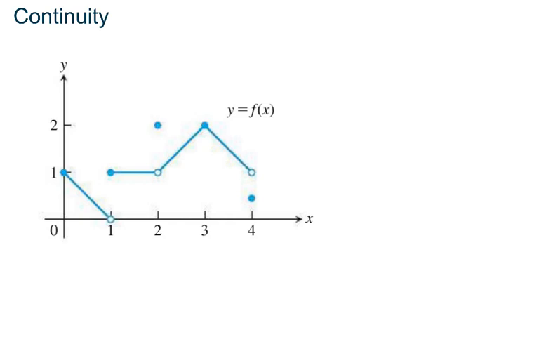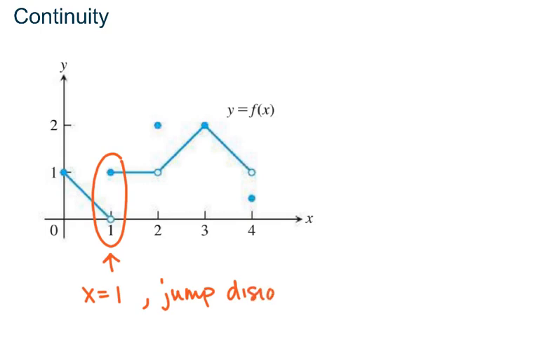We have a few discontinuities. So you'll notice we would have to lift our pencil if we were drawing at x equals 1. X equals 1, that could be called a jump discontinuity. All right, so that's a break in a graph or a discontinuity.